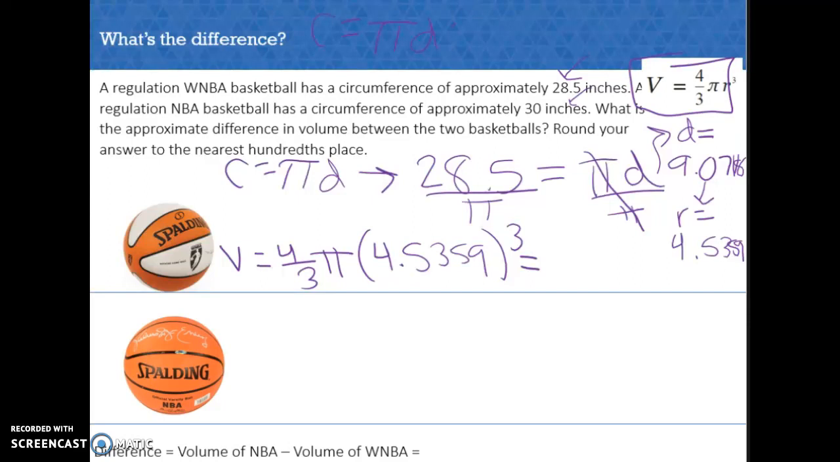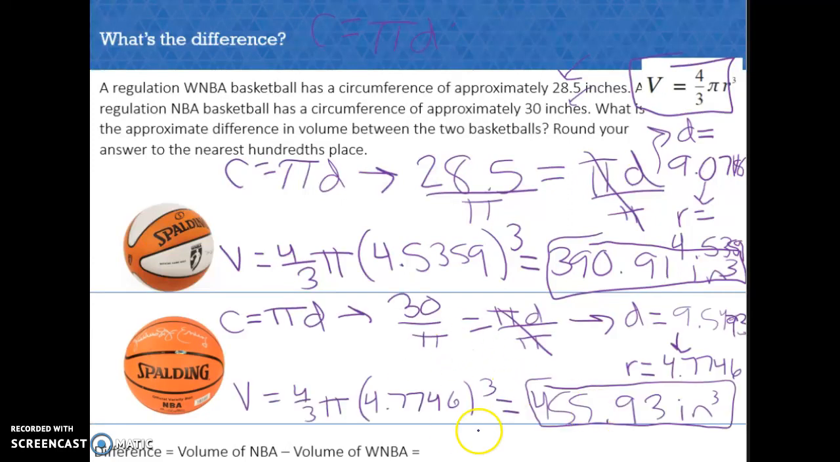And you should end up with 390.91 for the women's, and that would be in inches cubed. All right, so now we're going to repeat this process for the men's ball. I'm going to pause this recording while I work it out. I want you to try this on your own and then play the recording when you're ready to check your answer. So your volume for the men's ball should be 455.93 cubic inches.